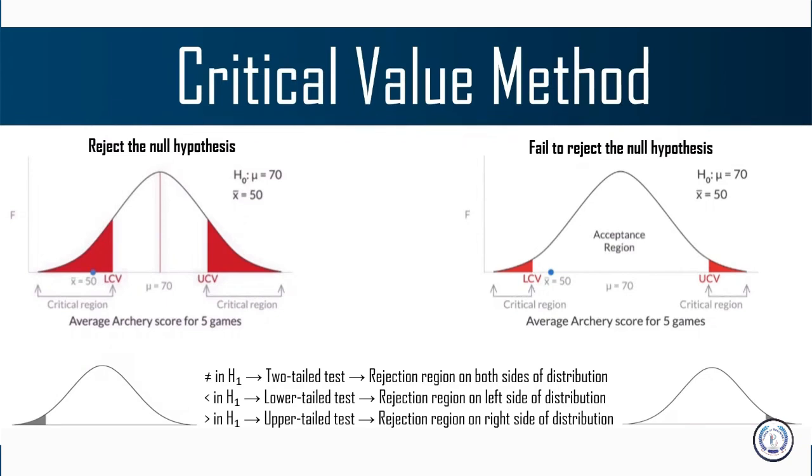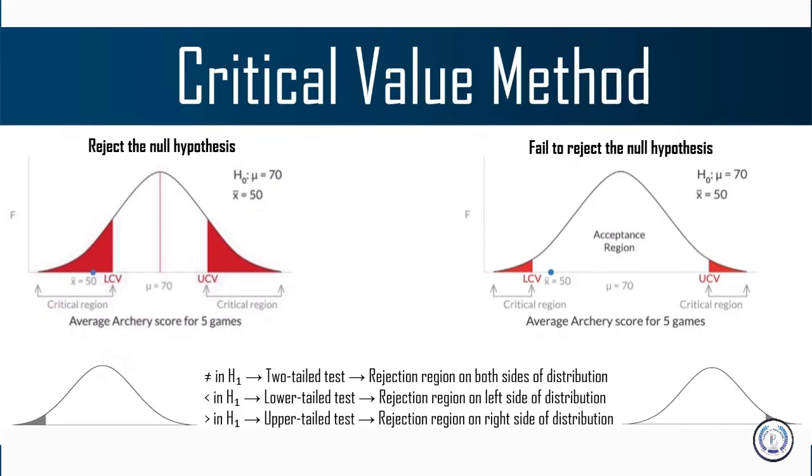There are three kinds of tests, as I've explained: two-tail test, lower tail test, and upper tail test. In the lower tail test, the rejection region is on the left side of the graph. And if you look at the right side of the graph, the rejection region is on the right side of the distribution. That is for the upper tail test.